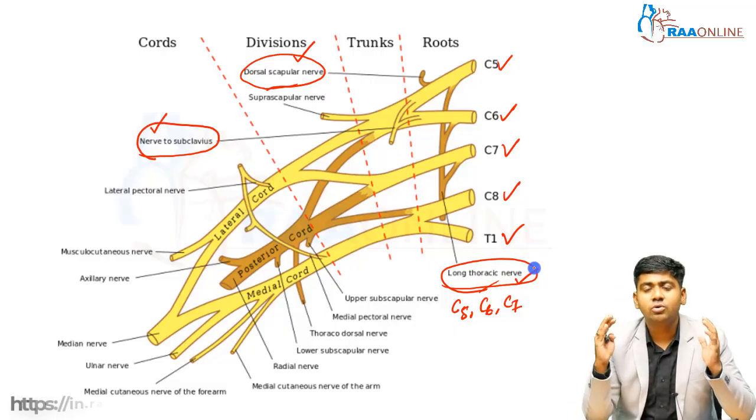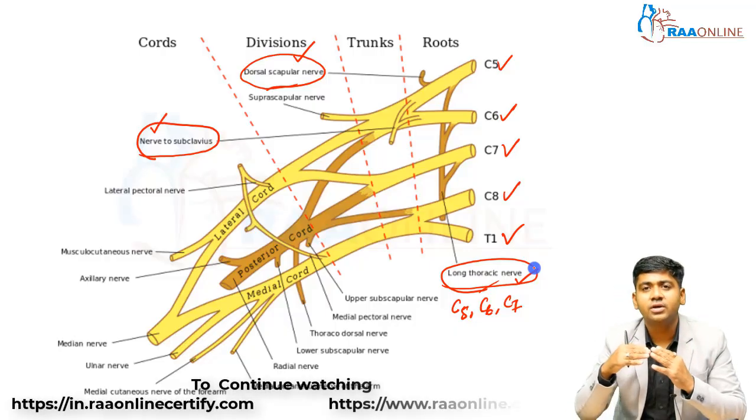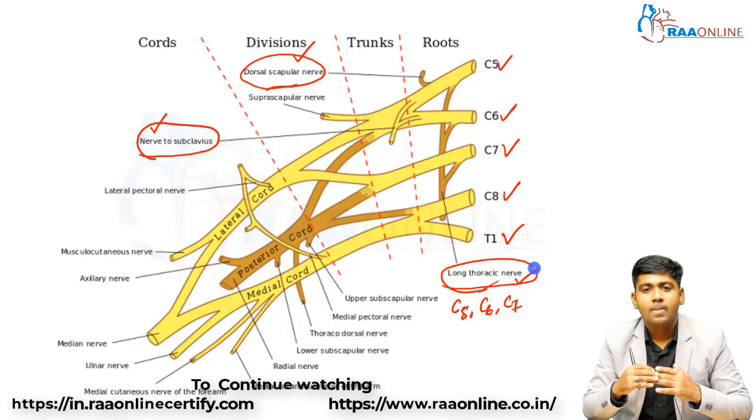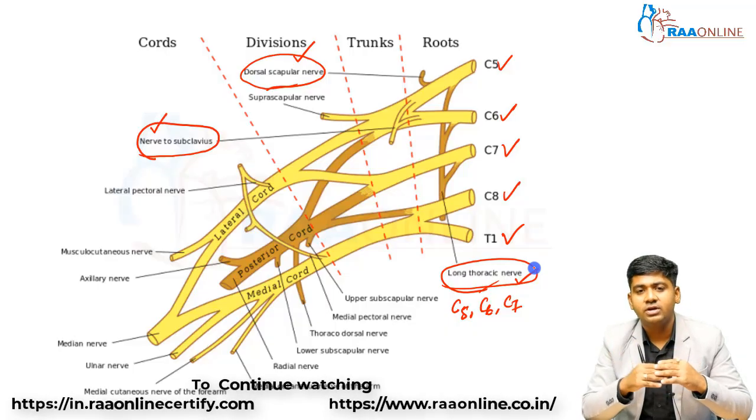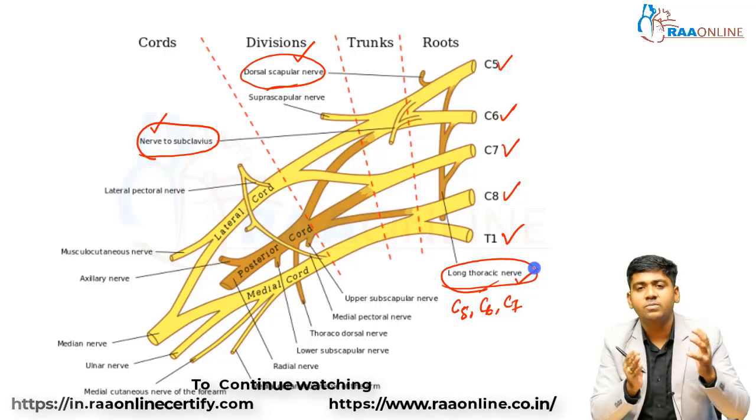Therefore, when we do an interscalene block, we are able to achieve a higher level of block at the shoulder, because some amount of the nerve to subclavius and dorsal scapular nerve somehow supply the shoulder.